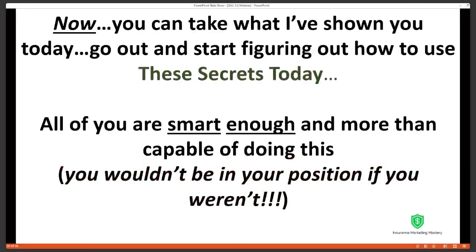Now, after today, you can take what I've shown you and go ahead and start using this stuff. You're all smart enough, more than capable of doing it. Like I said, you had to pass licensing tests. You had to get appointed. You wouldn't be in the position you are right now if you weren't smart enough to do it.